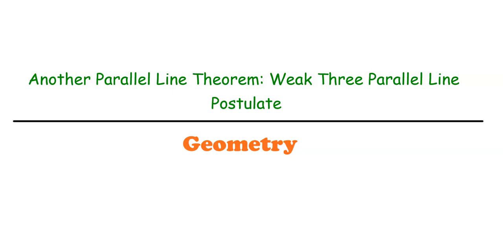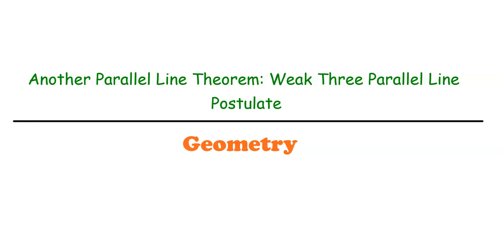So now that we've done some work with parallelograms and seen ways of proving that things are parallelograms, we can go back and actually look at another parallel line theorem, this one called the weak 3 parallel line postulate. And this one doesn't have to do with two parallel lines and transversals. It has to do with a particular circumstance of when we have multiple lines that are parallel to each other, and then lines or segments or rays that are transversals of all of them.